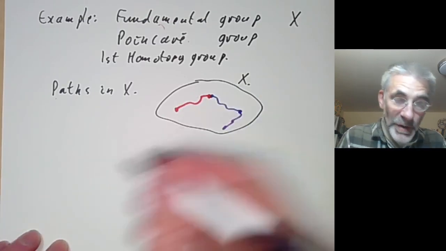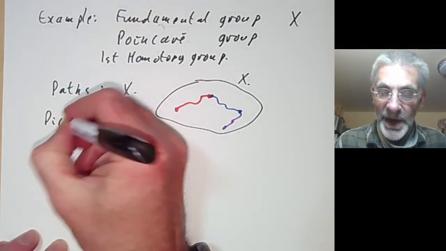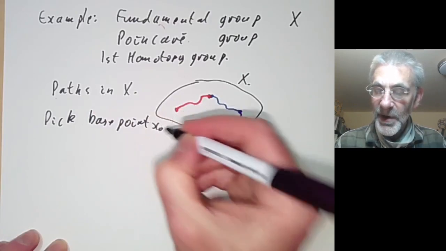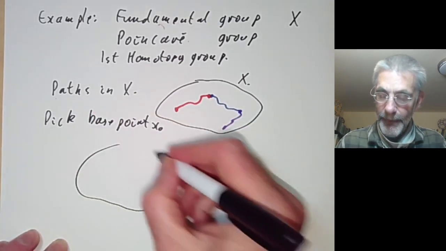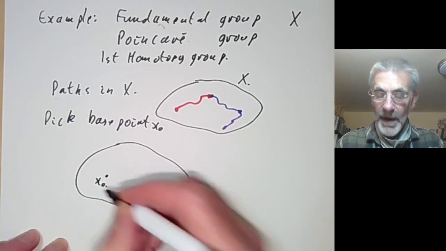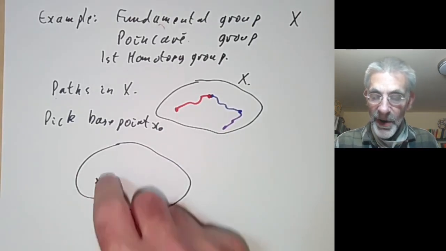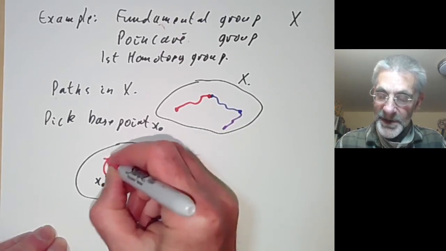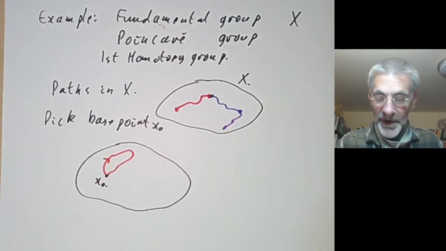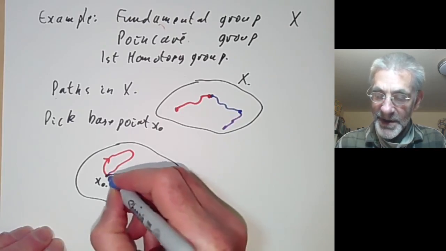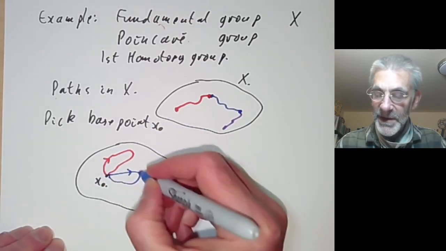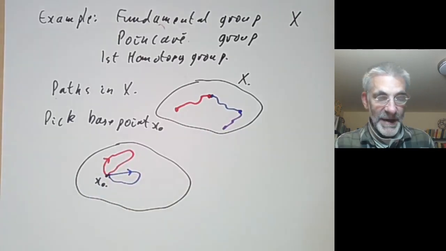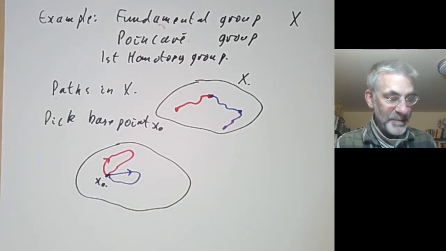We need the endpoint of one path to be the beginning of the second path in order to compose two paths. So in order to deal with this, what we do is we pick a base point, x0 in X, and now we're going to insist that all our paths start and end at x0. And now if we've got a path starting at x0 and ending at x0, and we've got another path starting and ending at x0, we can compose these and get a path that again starts and ends at x0 and also goes to x0 somewhere in the middle, but that doesn't really matter.